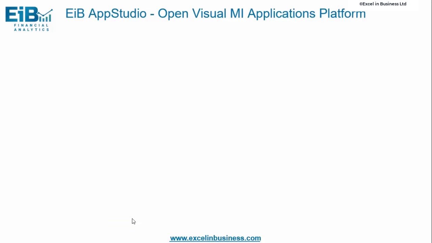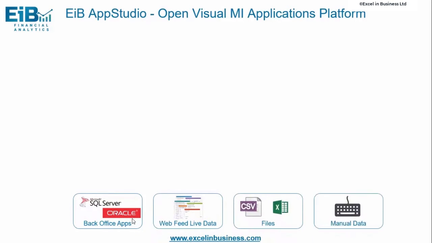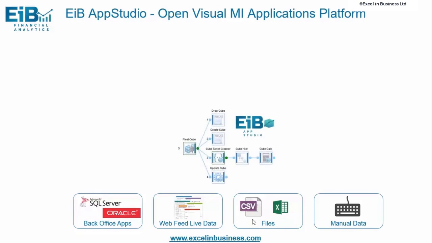So clearly, using our EIB App Studio product, we need to be able to load data from different sources. So these are the sort of things that we can load. So in this case, we can load from the SQL Server database, we can load from the CSV files or Excel files that are being produced.